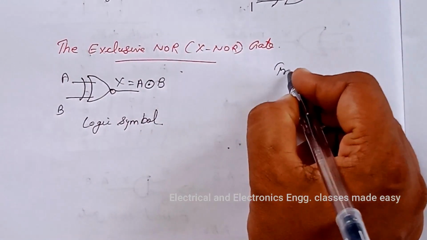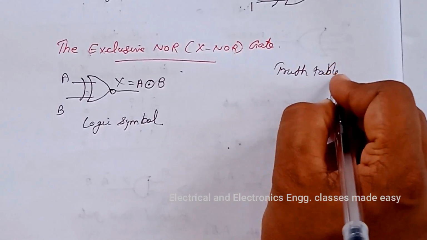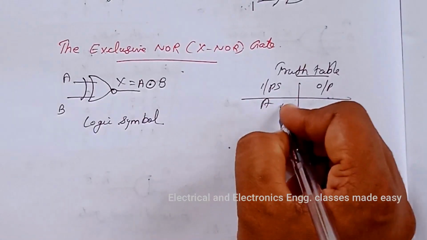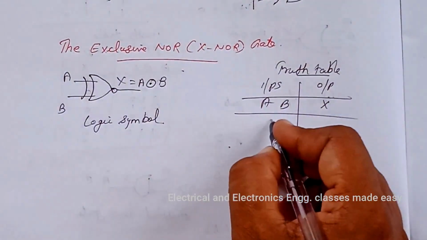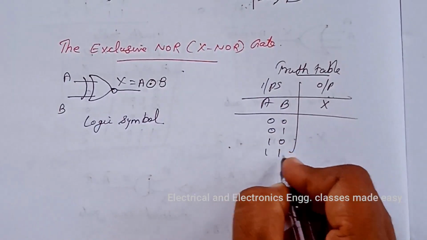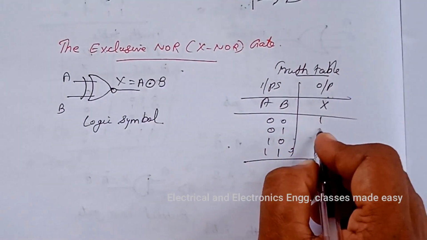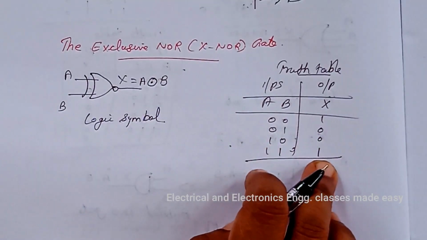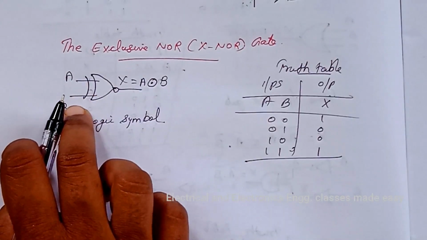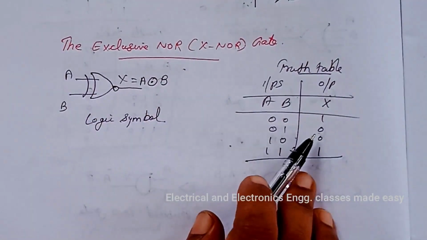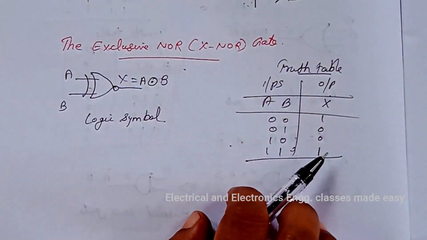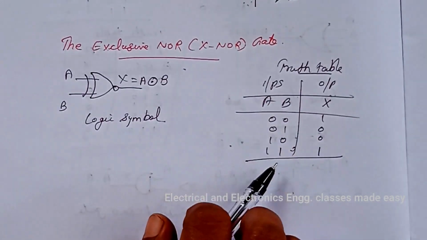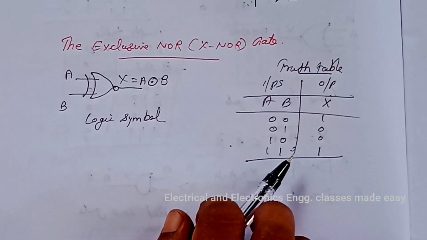And the truth table is inputs, output, then A, B, X, 0, 0, 0, 1, 1, 0, 1, 1. Output is 1, 0, 0, 1. The XNOR gate is a 2 input 1 output logic circuit whose output assumes a logic 1 state only when both the inputs assume a 0 state or when both the inputs assume a 1 state.